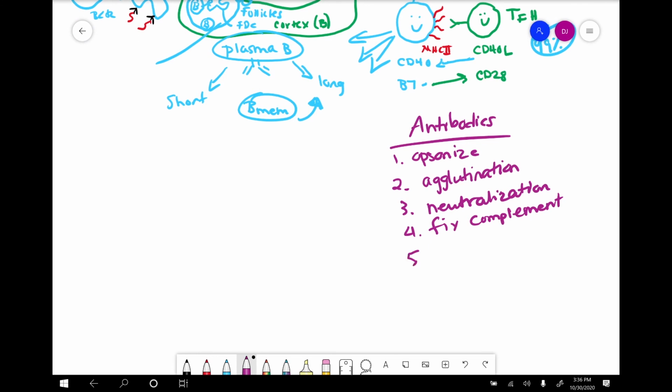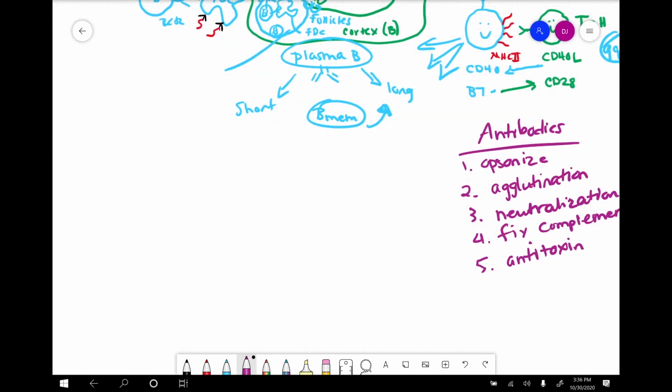And the fifth thing is antitoxins. Antitoxins bind to those exotoxins that are produced by some bacteria like Corynebacterium diphtheriae, Vibrio cholerae, Clostridium tetani, and Clostridium botulinum. They are all harmful because they produce toxins. Certain antibodies can recognize those and pull them out of circulation so they can't harm your body.